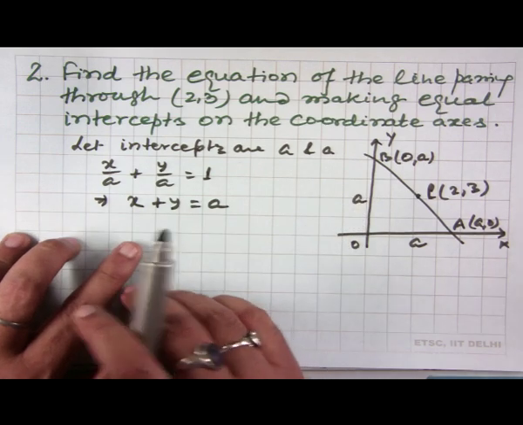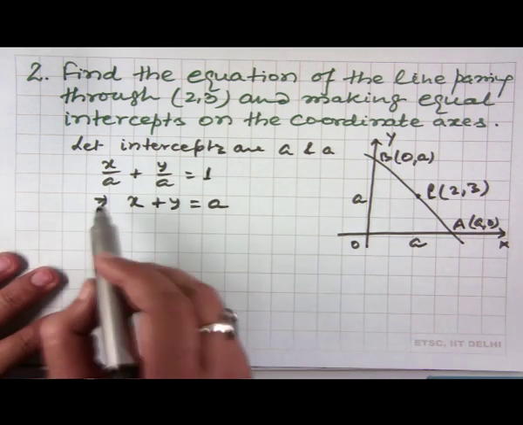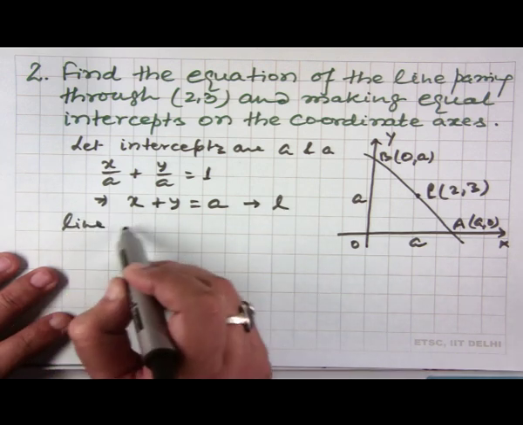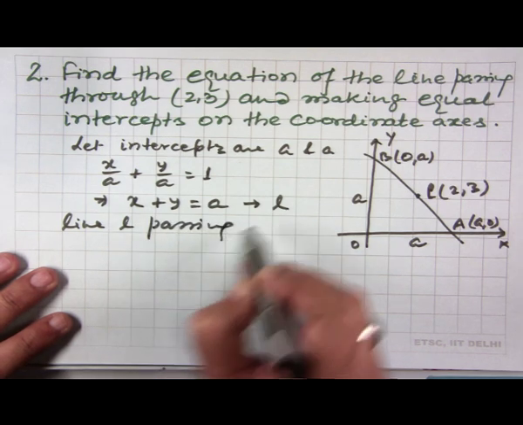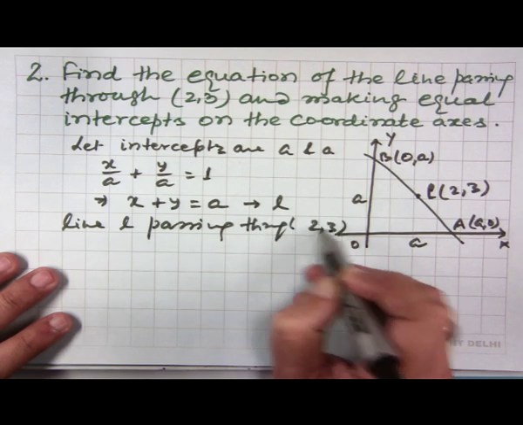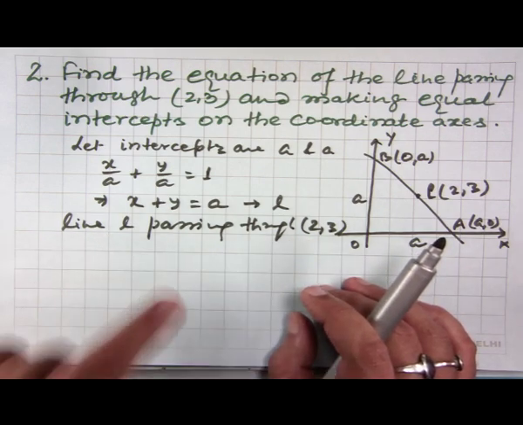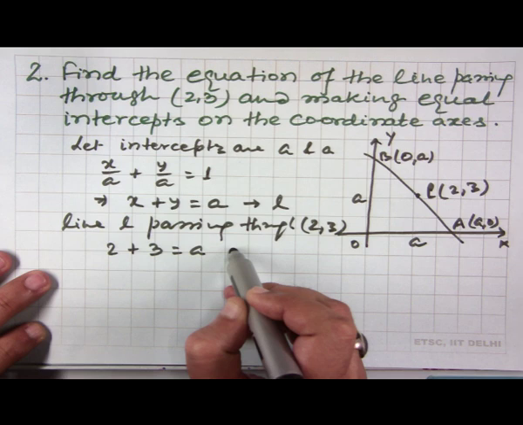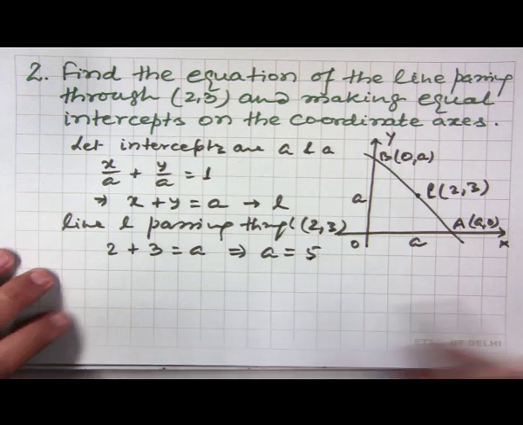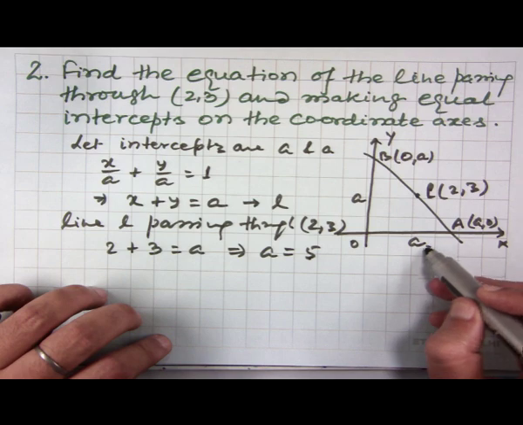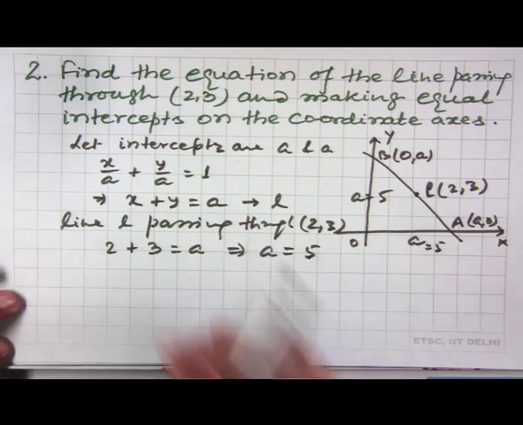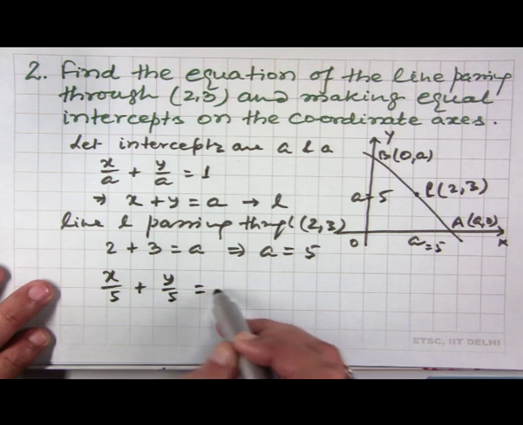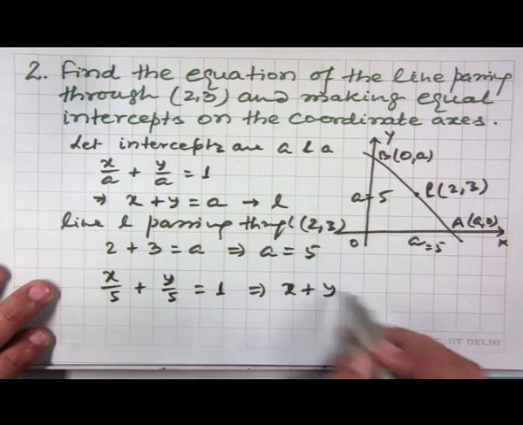Now this line x plus y equal to A passing through 2, 3. So say this is line L. So line L passing through 2, 3, it means this point must satisfy the equation of line. So 2 plus 3 equal to A. This implies A is equal to 5. So this line makes equal intercept A equal to 5 and A equal to 5. So equation of line is x by 5 plus y by 5 equal to 1. This implies x plus y equal to 5.